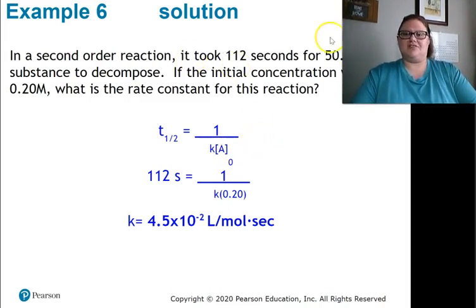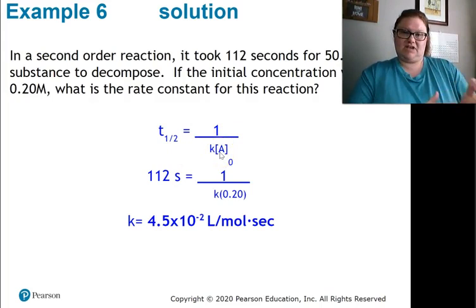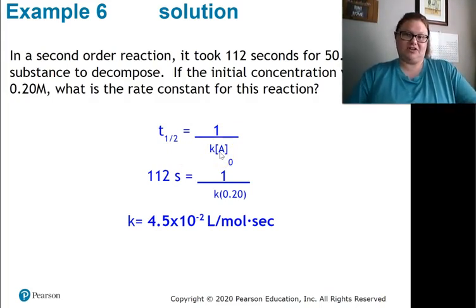But it's special here because of that 50%. It's half of the original material that is left. So it took 112 seconds for half of that material to decompose. The initial concentration, which we see by that subscript 0 next to our concentration of A, we're given as 0.2. We can solve for k. k is right here in the denominator. Second order reaction tells us to set it up as an inverse, 1 over the constant times the initial concentration.